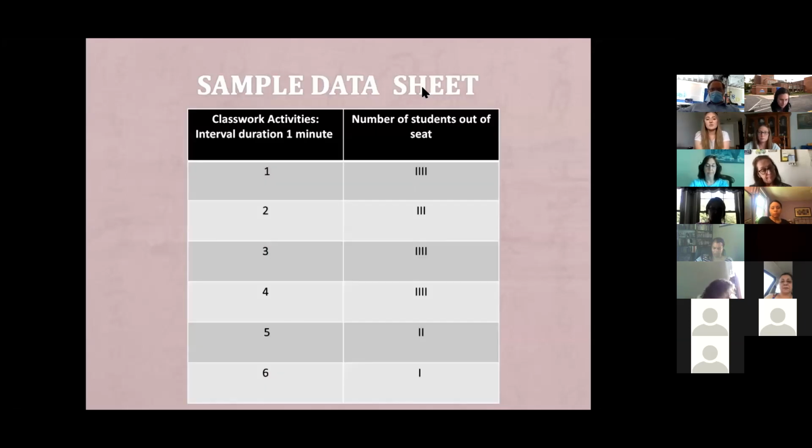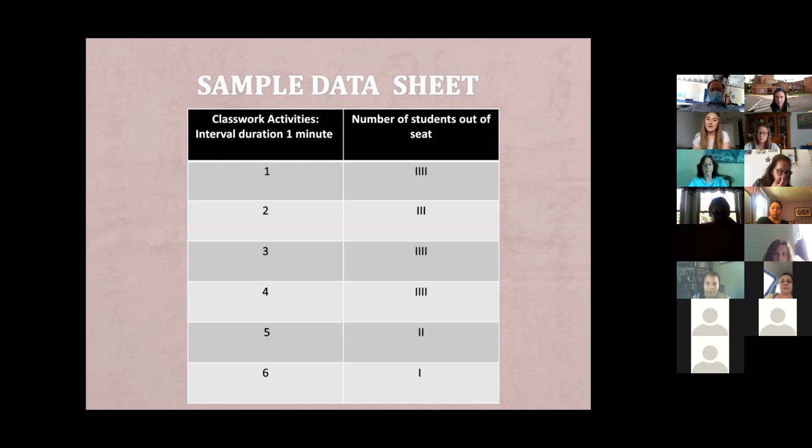In the next sheet, we have classwork activities. You have your interval duration set to just being 1 minute, and then the number of students out of seat. So here we're taking tallies. My timer is going off every 1 minute. I'm looking up, analyzing, who am I looking at? That's important to know. Is it table 5? Is it one particular student? Is it interdependent for the whole class? So you can do that. And then if you want, you can add on that extra column of just a simple yes or no if my goal was met or not.